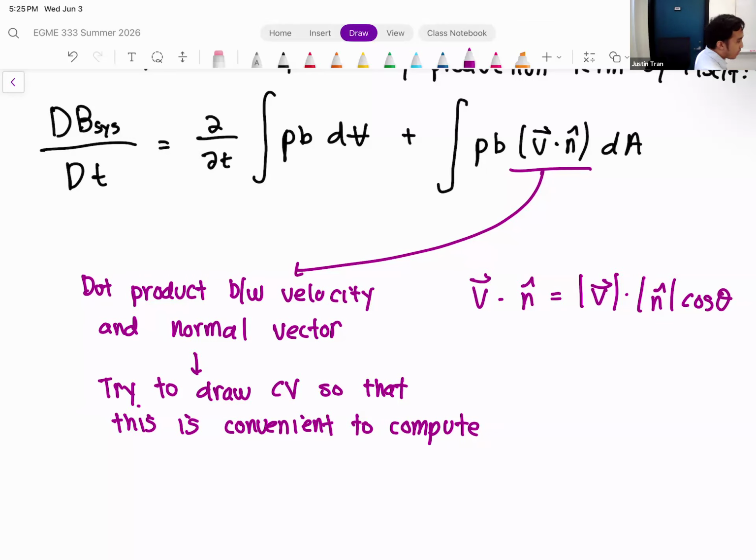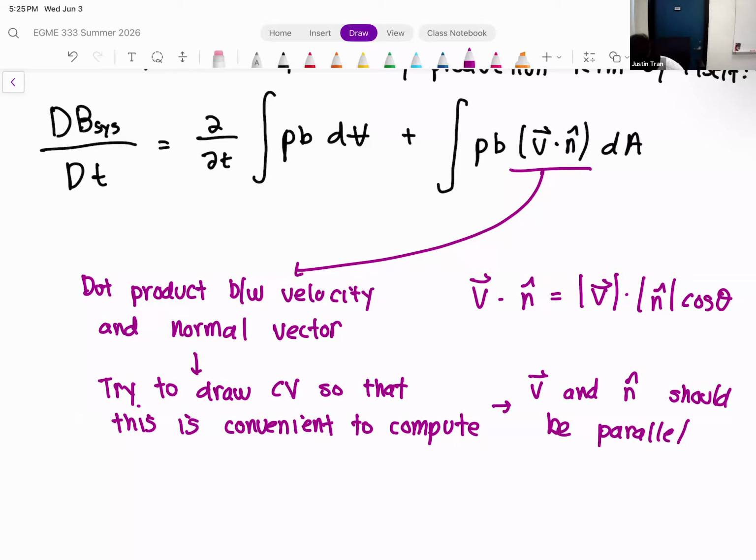Right. And so what I mean by that is that you should try to draw your control volume such that your velocity vector and your normal vector are parallel to each other. That's the most convenient because then you don't have to worry about any kind of angle or cosine shenanigans. You know what? I've kind of talked about that.